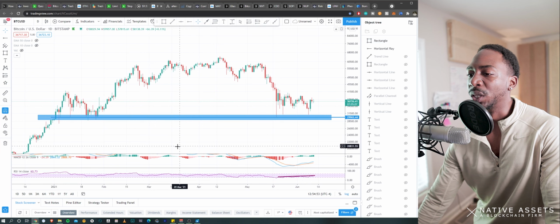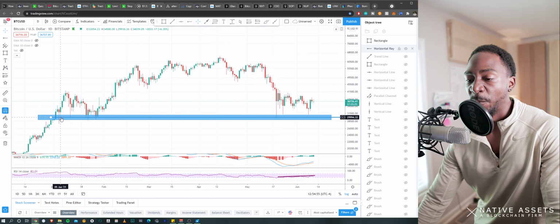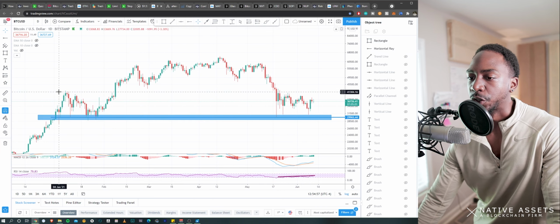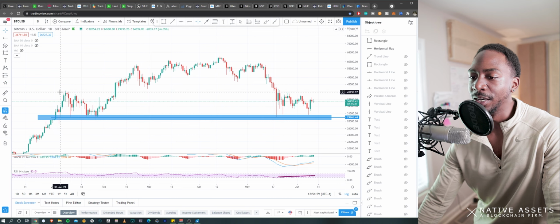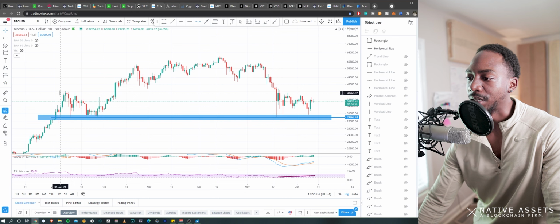So now let's do the opposite. Let's look for an area where the price had a hard time going above it. So as we can see, we came up here, we were rejected. And then we had some more history where we came up, touched it, and were rejected.